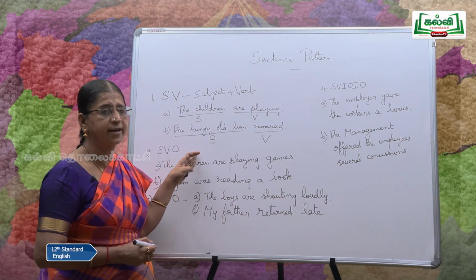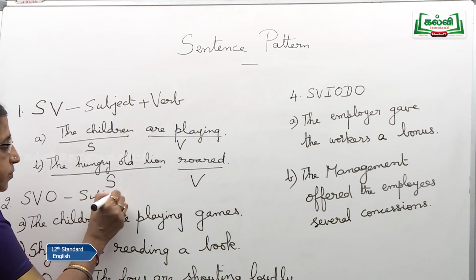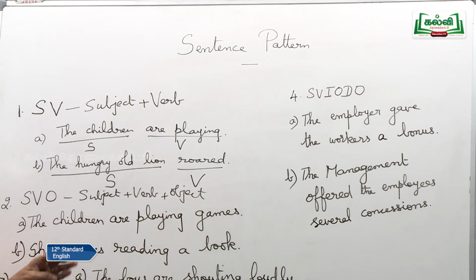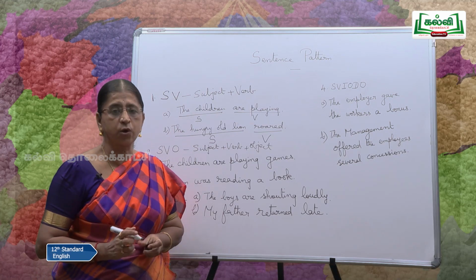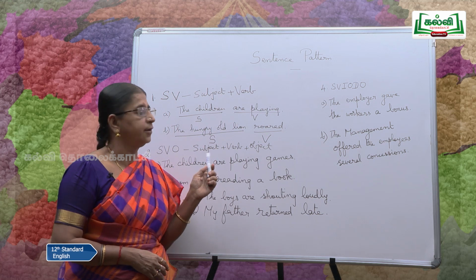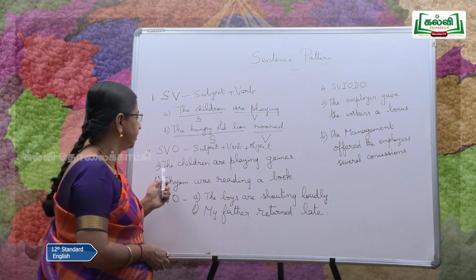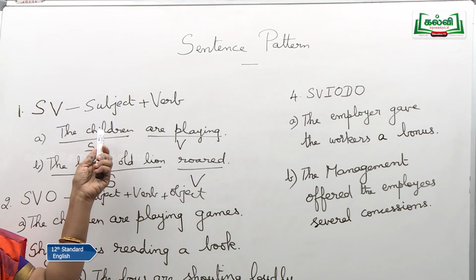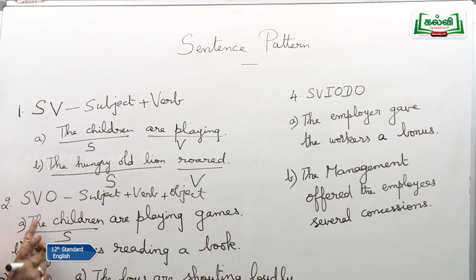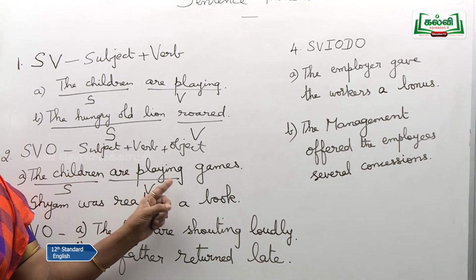We move on to the next pattern SVO, that is subject plus verb plus object. Now having done voice, we already know that the answer to the question what or whom when put to the verb gives you the object. He wrote a poem. He wrote what? A poem. A poem is the object. The children are playing games, an extension of the sentence under SV. So the children subject, are playing verb, the children are playing what?